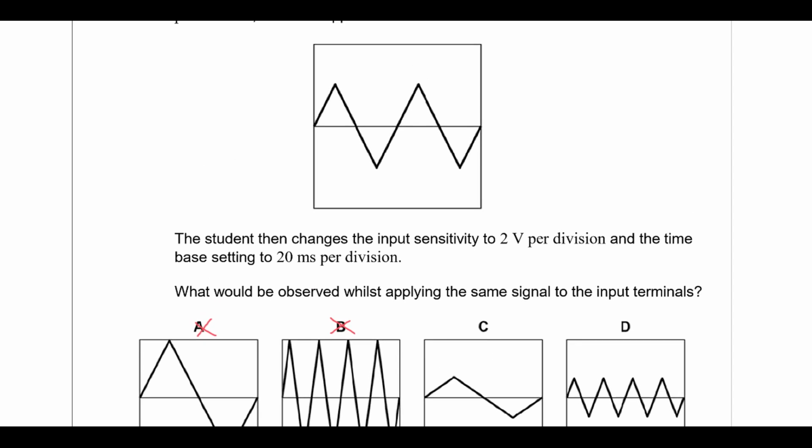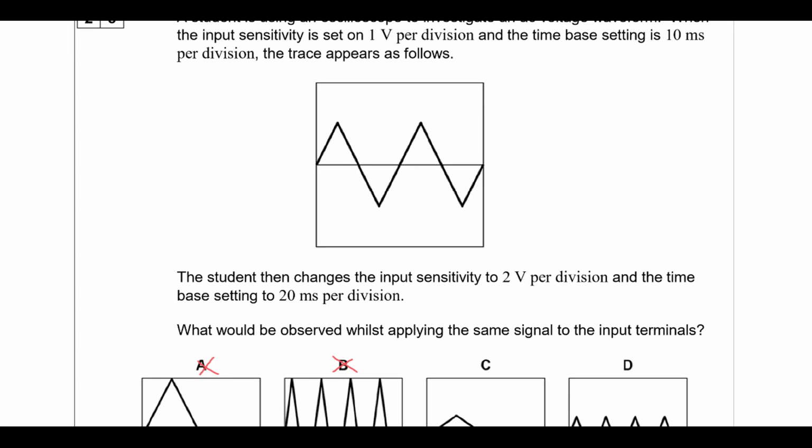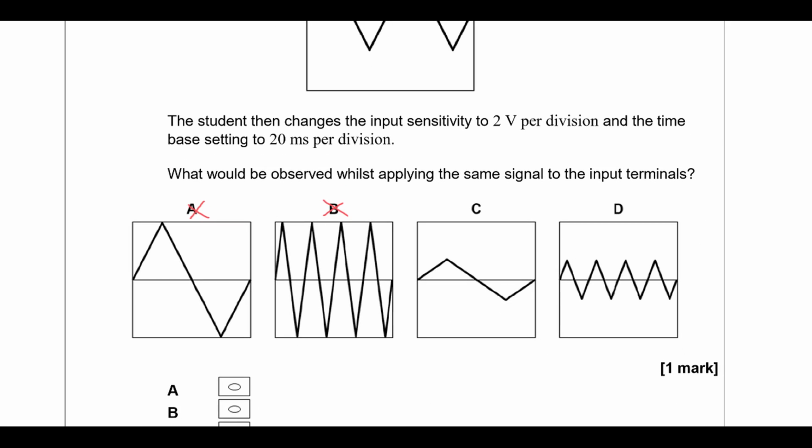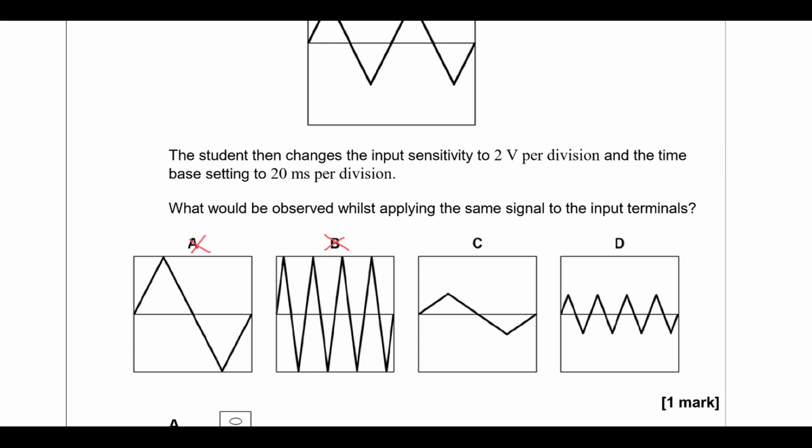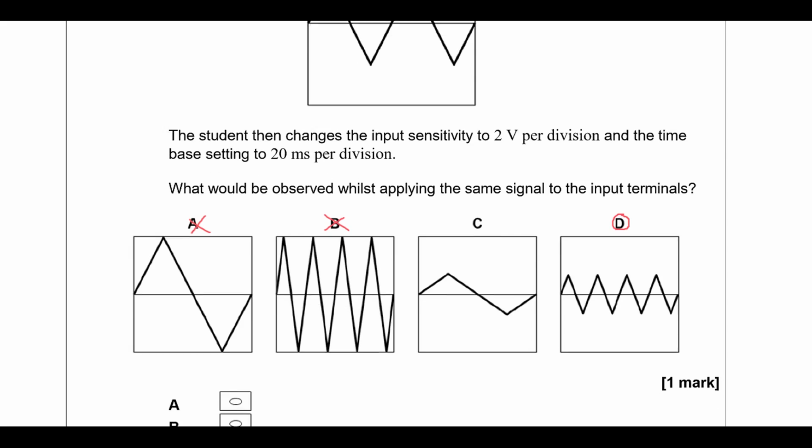And if we go from 10 to 20, we can double the amount of time we can show on the screen. So we're going to squash the wave along the x-axis. So we're going to get option D there. That's what squashed it, and you can see twice as many waveforms showing. It's twice as long on the screen.